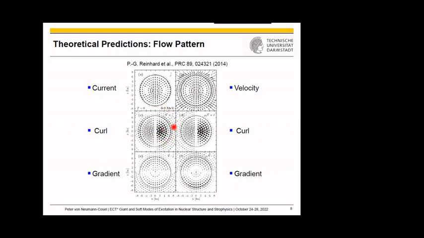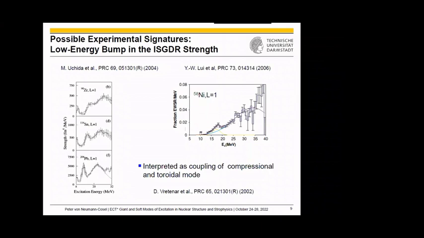So you can see you have the typical curl you would expect from such a toroidal mode, and the gradient in the ideal case should be 0, and you see it's not, but it's much weaker in general. Okay, so this is the kind of signature where you theoretically can say, this is a dominant toroidal excitation. Now, what about experimental signatures?